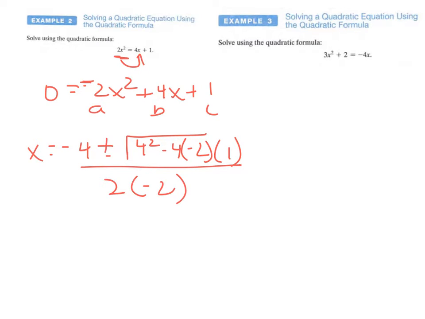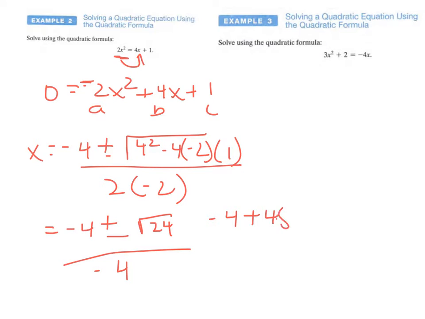If we continue doing this problem, I'm going to get a negative 4 plus or minus, and let's do inside. That's 8 and 16, which will be the radical of 24, all over a negative 4. Now this one you're going to need your calculator for. So doing the negative 4 plus the square root of 24 is 4.89 all over negative 4.